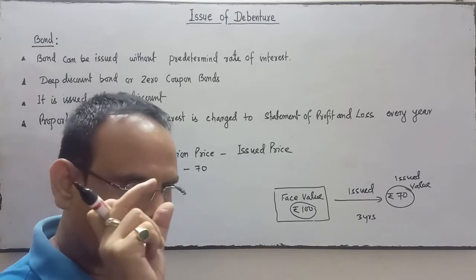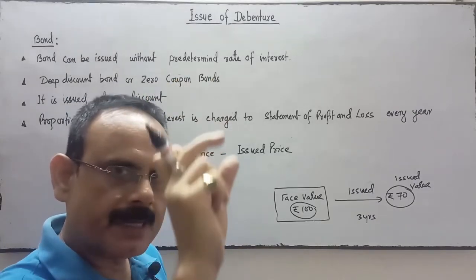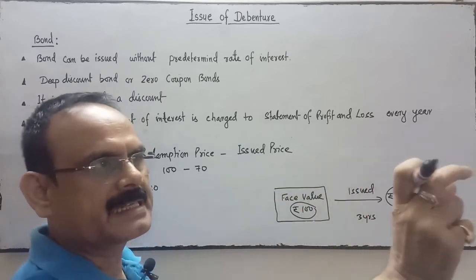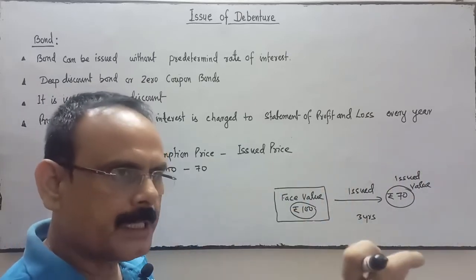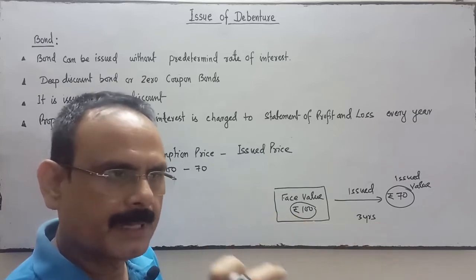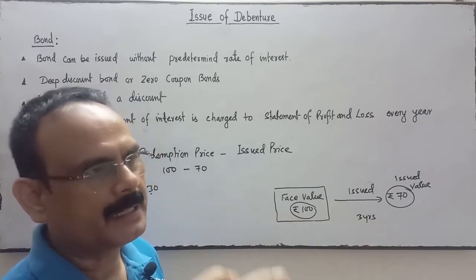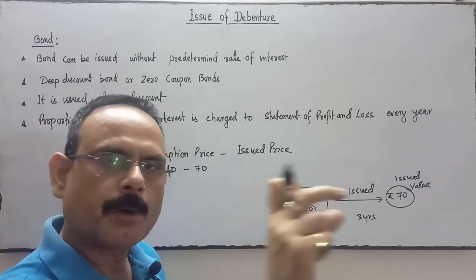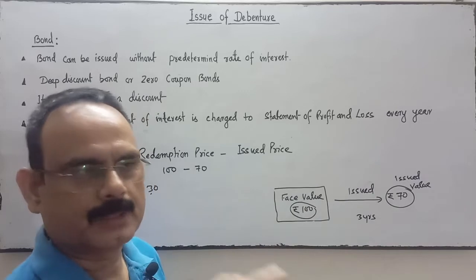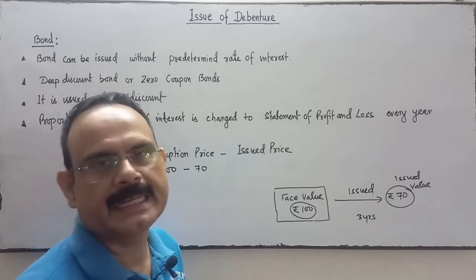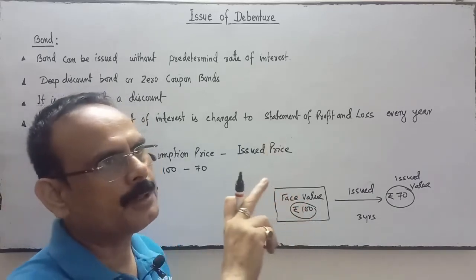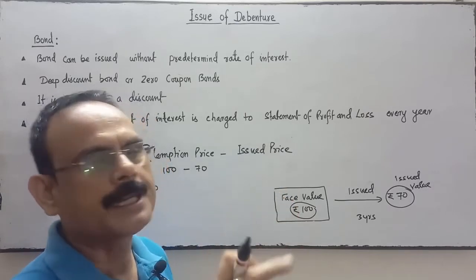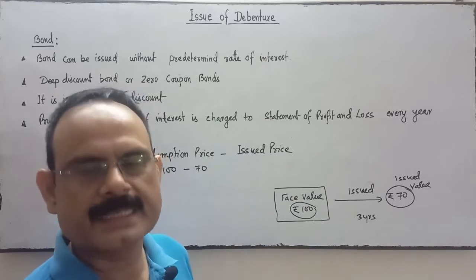Normally bonds are issued at a deep discount. A 100 rupees bond is issued, for instance, at 70 rupees. It means the bond holder has paid 70 rupees to the company, but at the time of redemption the company will pay the bond holder 100 rupees. So this difference of 30 rupees indicates the interest, and the bond tenure is 3 years. So you divide 30 by 3, so 10 rupees is the interest per year.